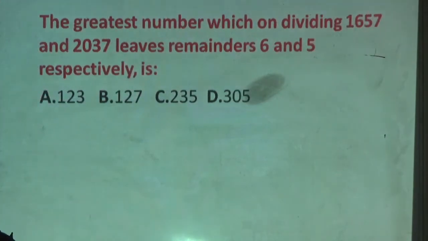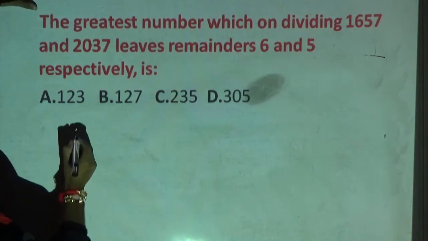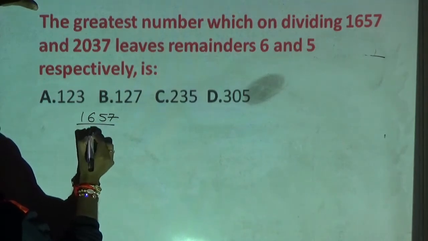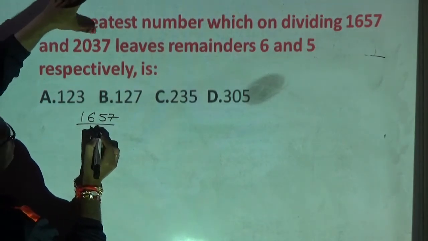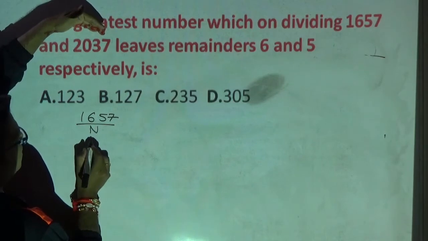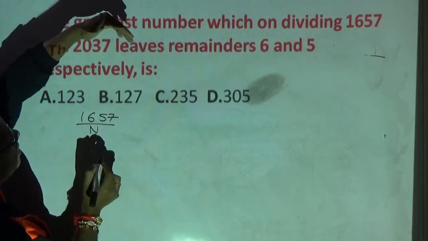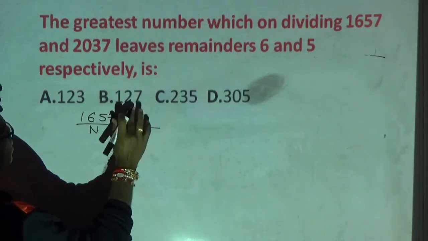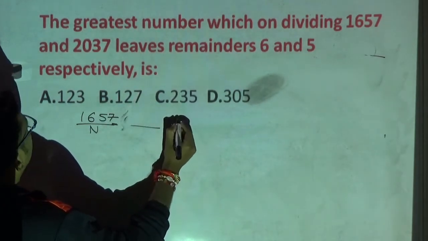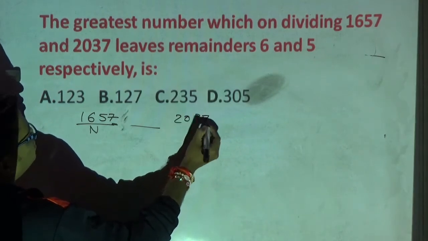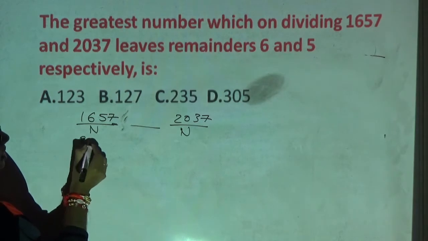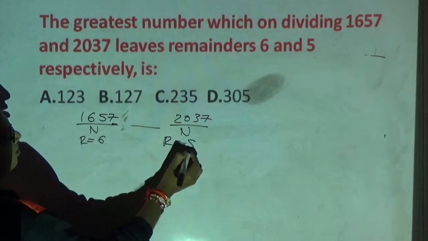The greatest number which on dividing: I am dividing 1657 by the greatest number, and 2037 is also being divided by that number, and it is going to give remainders. So I am dividing these two. When I divide by this number n, the remainder is 6 here and the remainder is 5 here.